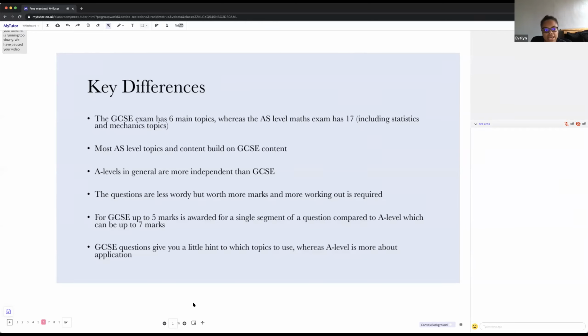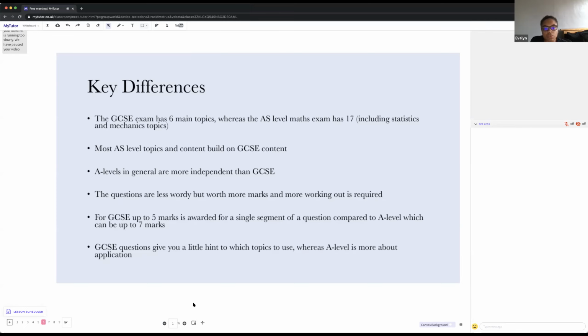Now, most AS level topics and content build on GCSE content. It's not all completely new things. You won't walk into AS level and think, oh, this is completely different. There are loads and loads of topics which just build on from GCSE or are very, very similar to GCSE, which we're going to have a look at today as well.